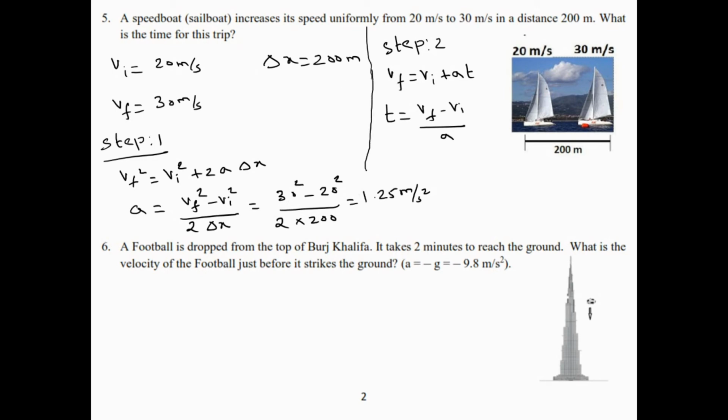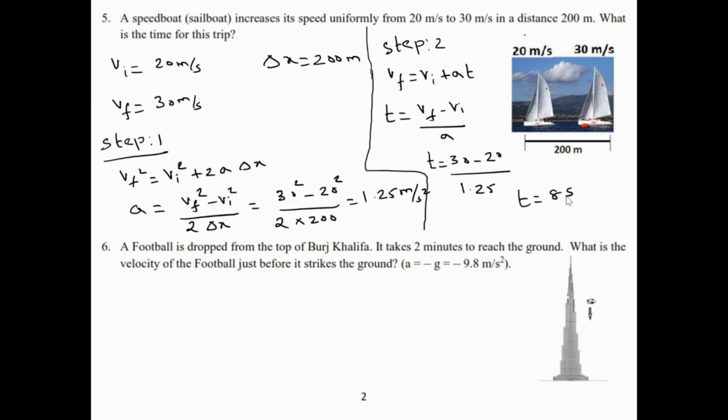So I'm going to substitute the value. If you substitute, what will you get? t is equal to my final velocity, 30, minus initial velocity, 20, divided by my acceleration, 1.25. So I'm going to substitute the value in my calculator. 30 minus 20 divided by 1.25 gives you the value of 8 seconds. So the time this sailboat takes from the initial speed to the final speed is exactly t, which is equal to 8 seconds. So this is the answer.